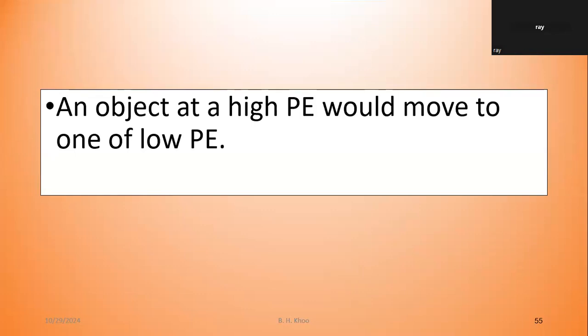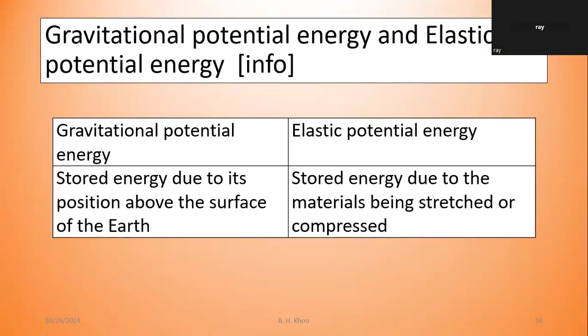An object at high potential energy will move to one of low potential energy. That's why when you drop a ball, the ball will move to the surface of the earth. This is for your info. Gravitational potential energy: stored energy due to its position above the surface of the earth. Need to know how to define. Elastic potential energy: stored energy due to material being stretched or compressed. One is because of the height, one is because it's stretched or compressed.